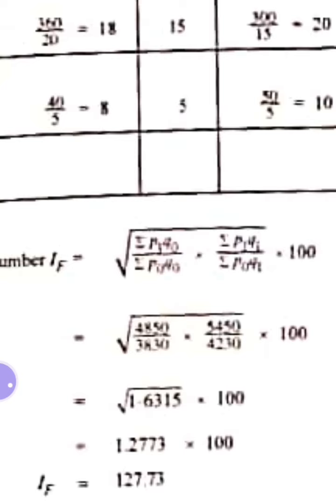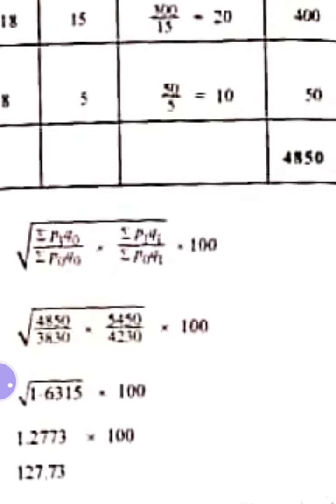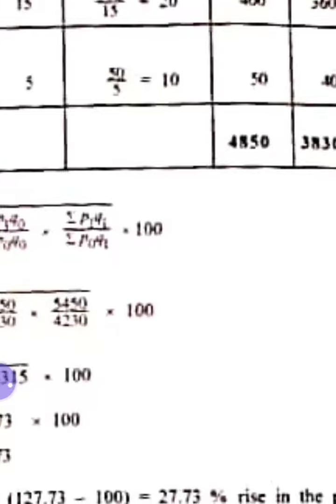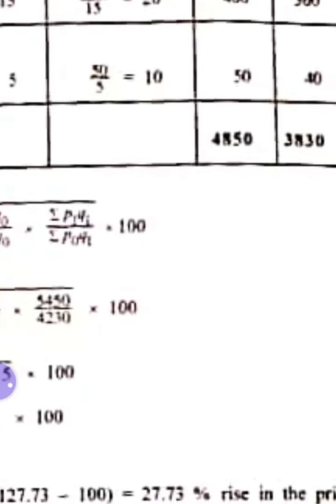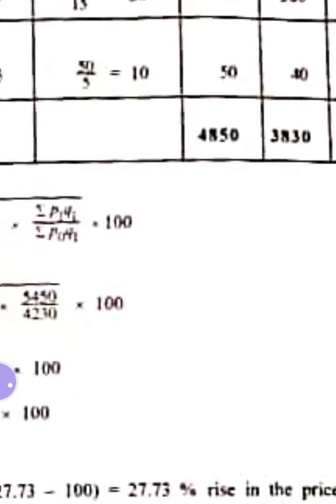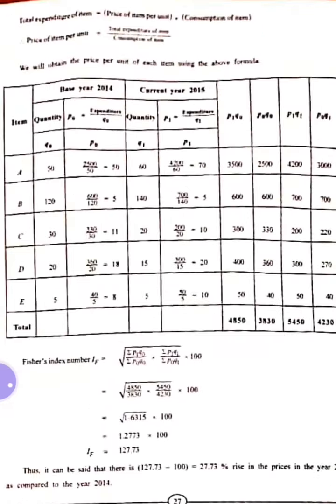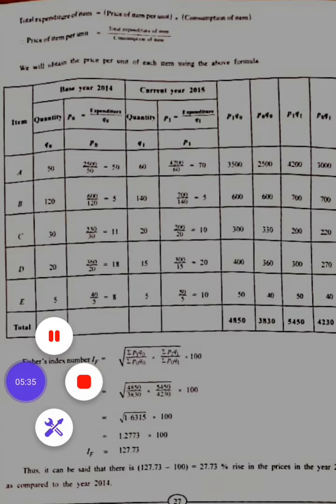Okay, and in the final answer, as I told you earlier, you are going to deduct 100. That is how you are going to find out 27.73 percentage rise in the price in the year 2015 in comparison to 2014. That is how you find out the Fisher's index number in question number 15.